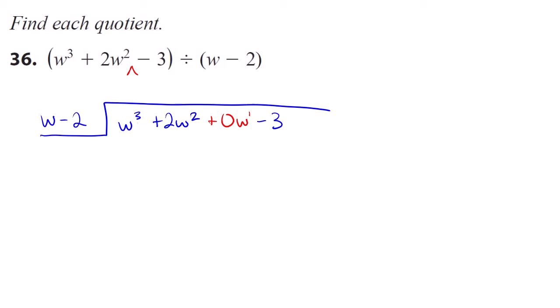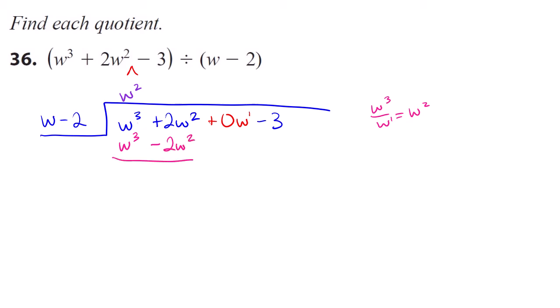The first thing I'm going to do is take the first term in the dividend and divide it by the first term in the divisor. So w cubed divided by w. Hopefully this is becoming second nature to you. Basically 3 minus 1 is 2, so we get w squared, and that's what we put up top here. Then we distribute w squared by w and by negative 2. w squared times w is w cubed, w squared times negative 2 is negative 2w squared.